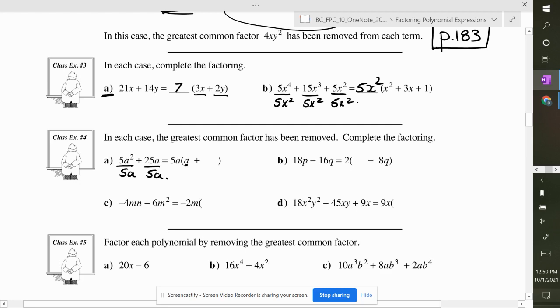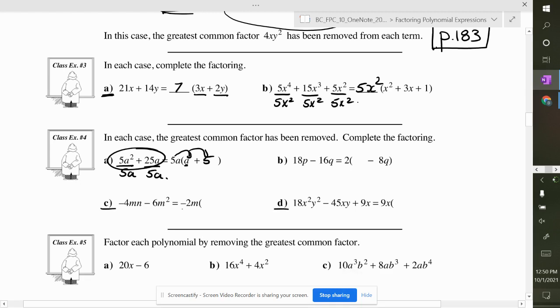25a divided by 5a is 5. How could you check to see if you did it right? Yes, if you multiply this back in, you should get your original. That's a way to always check, okay? Let's do the last two, C and D.